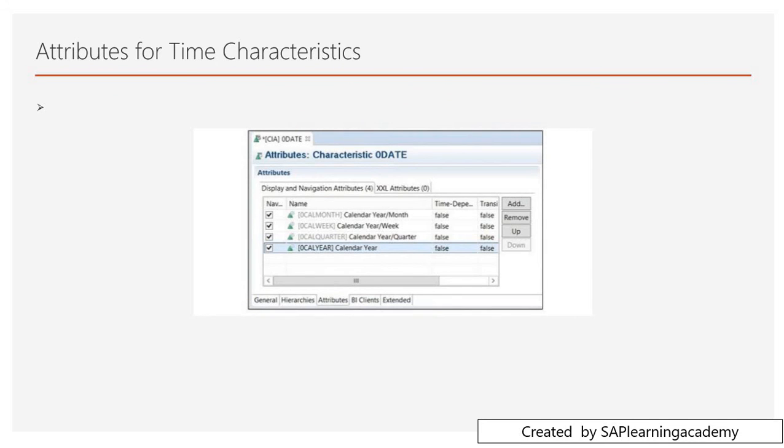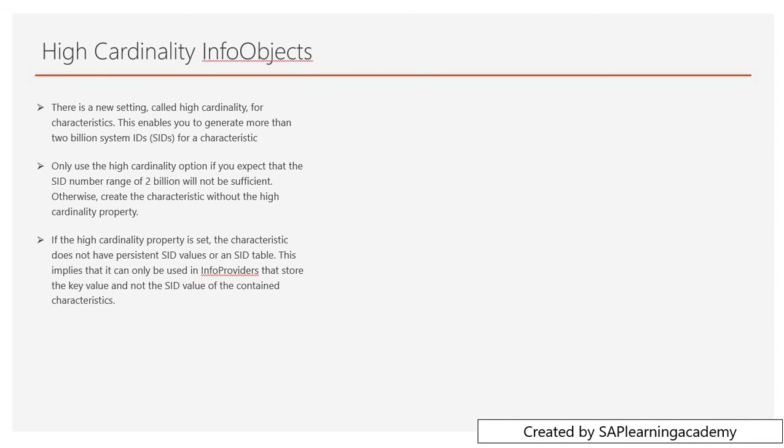And now we have one more slide regarding the time characteristics. Now we have the option to choose the time characteristics. Here you can define attribute for time characteristics. This allows you to model the complete time hierarchy as a navigational attribute, rather than adding all time characteristics into the info provider, as previously we used to do. And I believe this is the last part of this tutorial, the high cardinality info object.